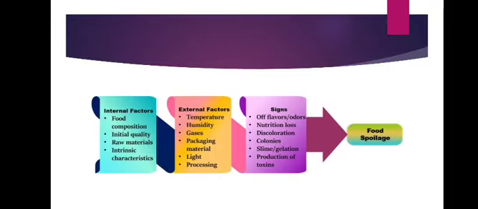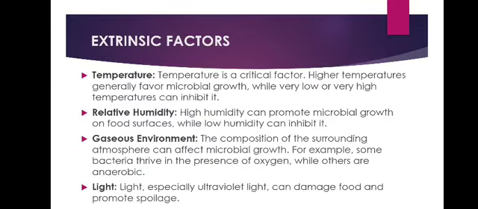Next, these are the internal and external factors which show the signs of food spoilage. Internal factors are food composition, initial quality, raw materials, and intrinsic characteristics. External factors are temperature, humidity, gases, packaging material, light, processing, etc. If these factors are influenced by microbes, these are the common signs: off flavors or odors, nutrition loss, discoloration, colonies, slime and gelation, production of toxins, etc.